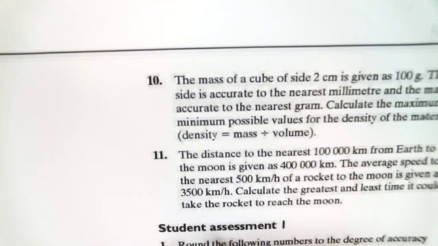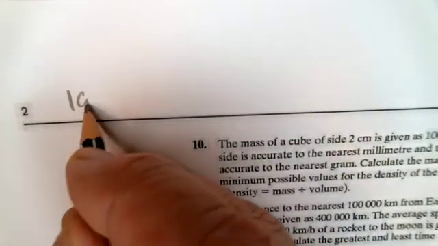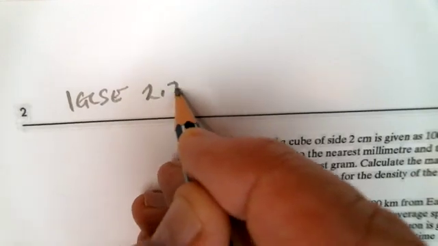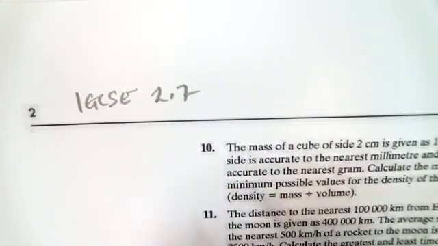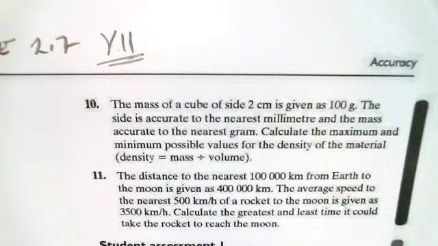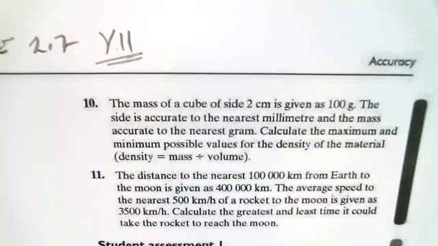Okay, let's have a look at this one. This is from the IGCSE question 2.7, exercise 2.7. It's for the year 11 or year 10 accelerate classes, and we're looking at limits of accuracy.